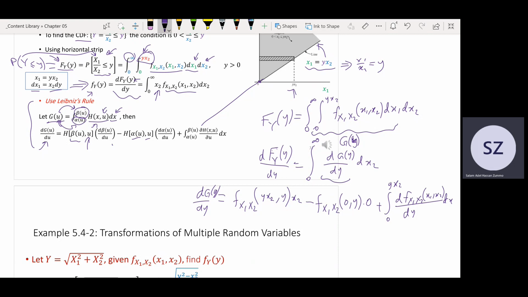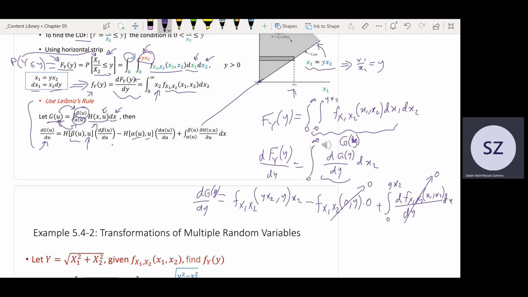So basically, what is this? The derivative is what? We are differentiating the PDF with respect to x1, x2, dy. What is the derivative of this? Because we are differentiating, this is the first step. And what else is this? 0, because this is 0. And we end up with basically f(x1, y x2).